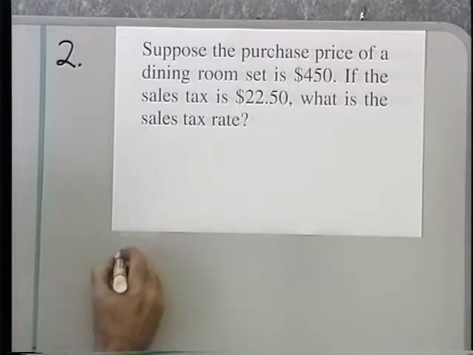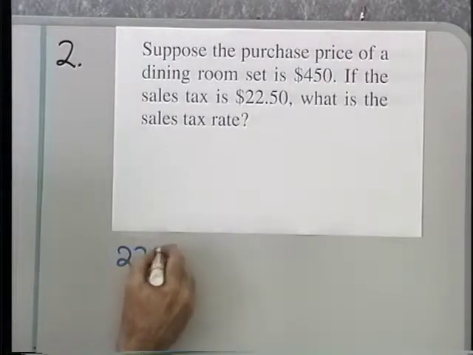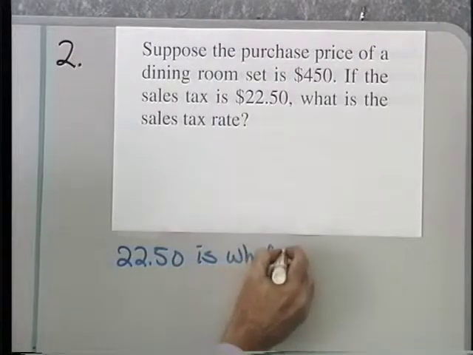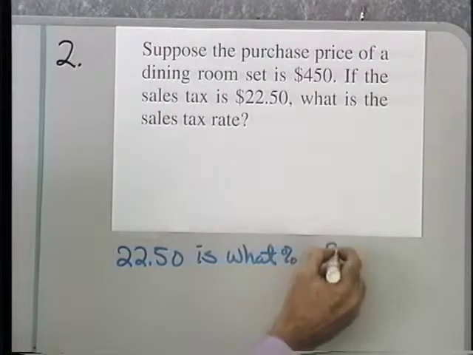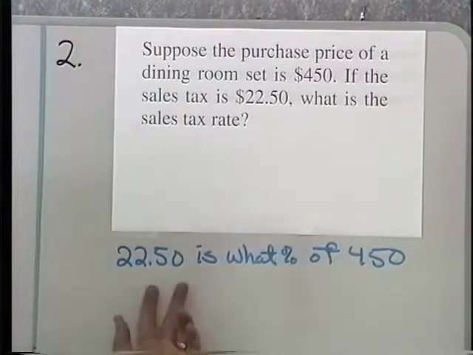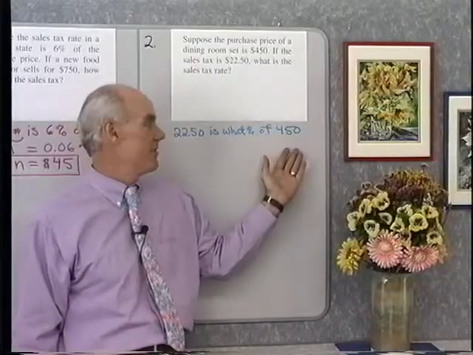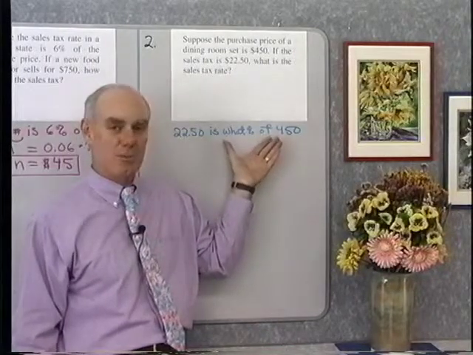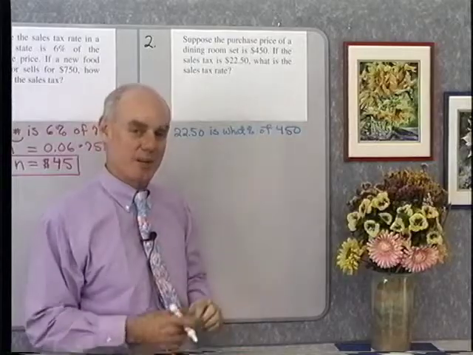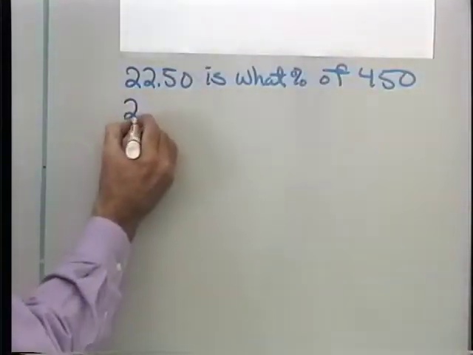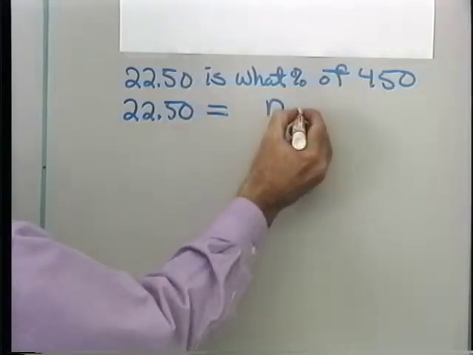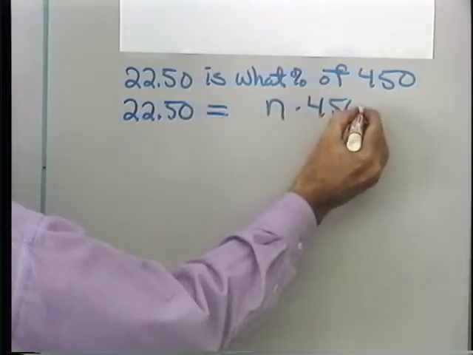So I want to know this. Let's write it this way. 22.50 is what percent of 450? So 22.5 is what percent of 450. That's the problem that I'll translate into an equation, and from that get the sales tax rate. Let's take a look. So I have 22.50 is what percent times 450.